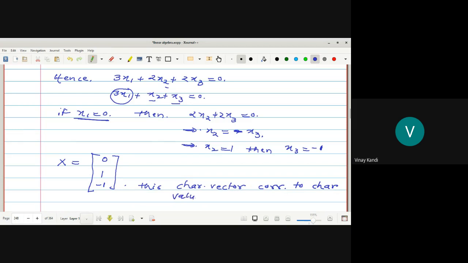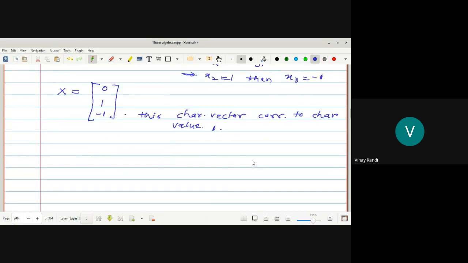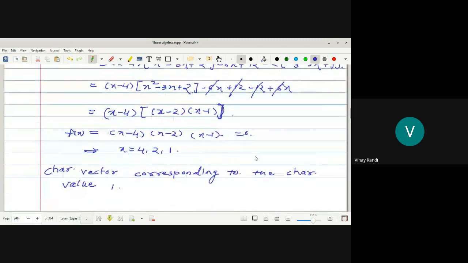Any doubt? Does everyone understand? Similarly, you can find the characteristic vector corresponding to the eigenvalue 4 or eigenvalue 2. Okay, let us do it for 2.